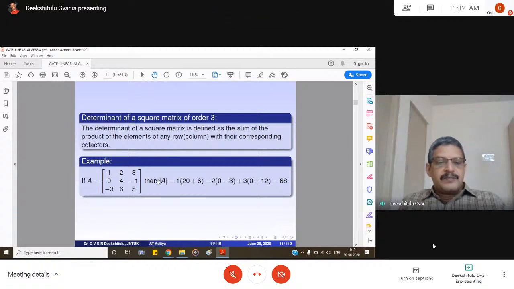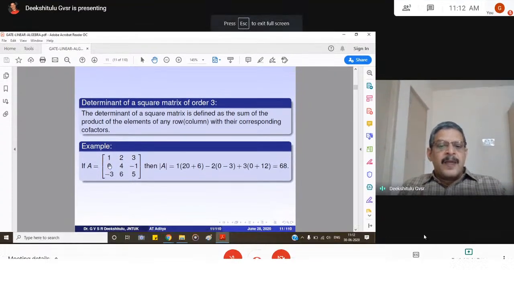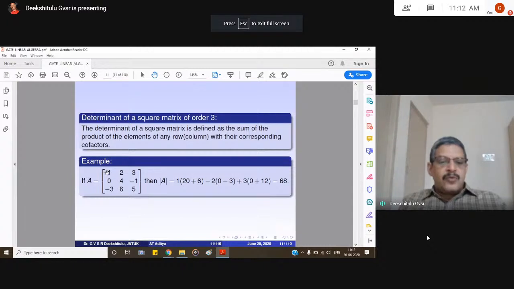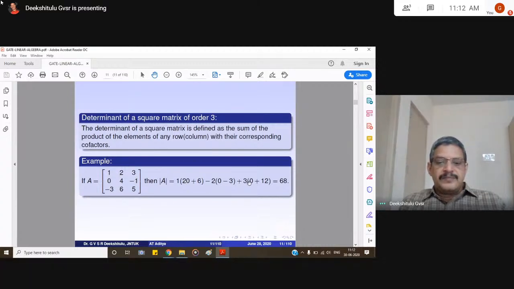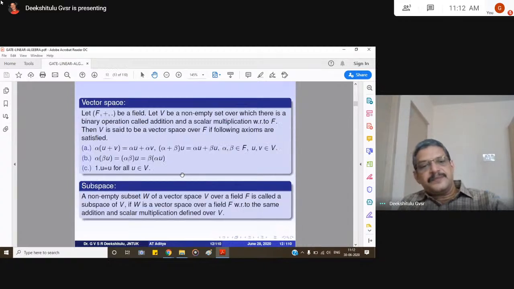Whatever row or column you consider, in that row or column, you take the sum of the product of the elements with their cofactors. For example, if I take the first row, 1 into the cofactor of 1, this one, 20 plus 6. And the sign of this is (-1) power 1 plus 1. For the first row, second column, i is 1, j is 2, so (-1) cube. Neglect these elements. 0, minus 3. Like this, we get a determinant.